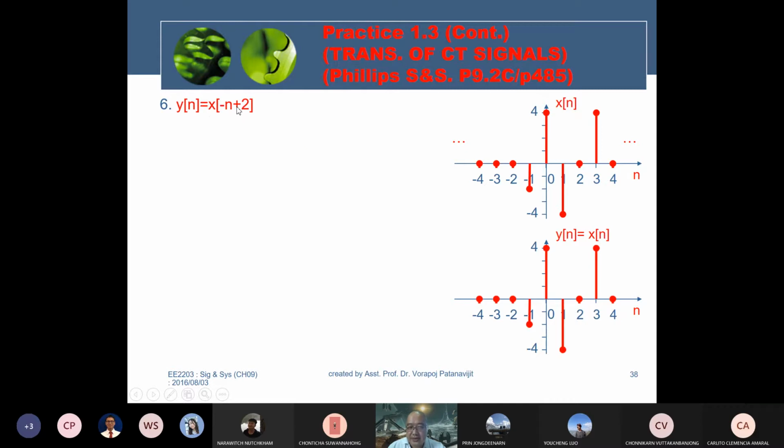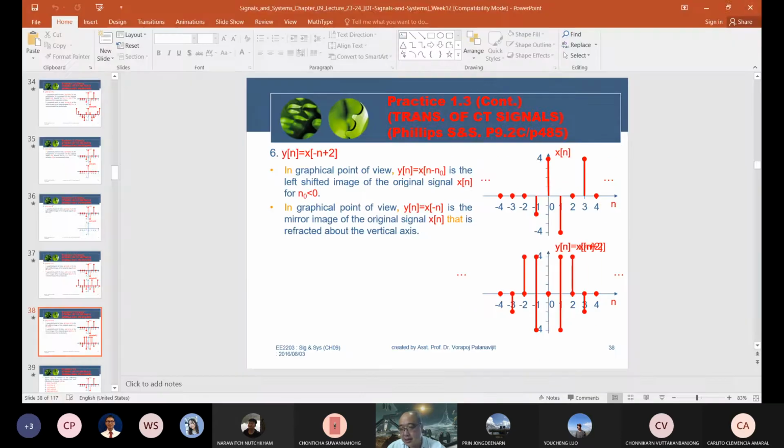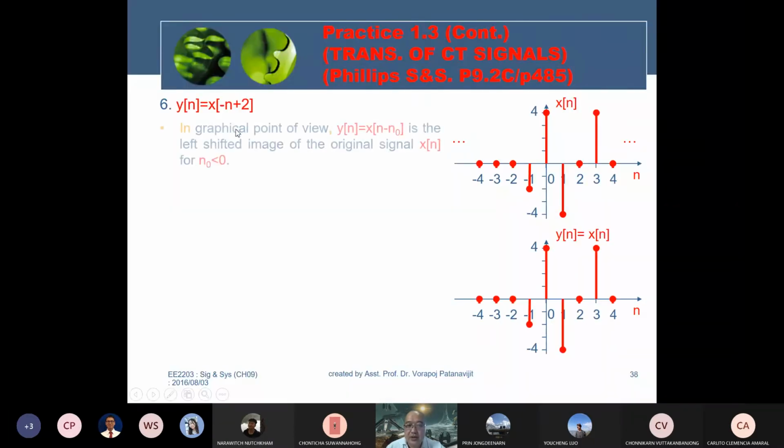yn equal to x minus n plus 2. Minus n means reversal, plus 2 represents shifting. We must proceed for shifting first.